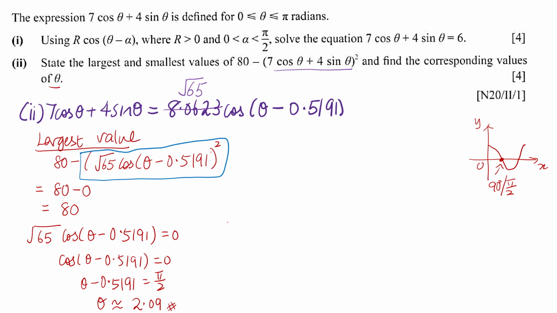So if you leave your answer at 8.0623, then your largest value will be 14. Sorry. No, this one is all right. This one is all right. It's the smallest value. Okay, sorry. Let's look at how we find the smallest value.